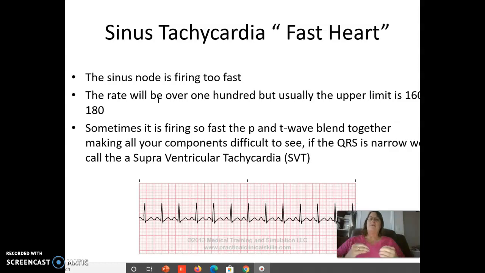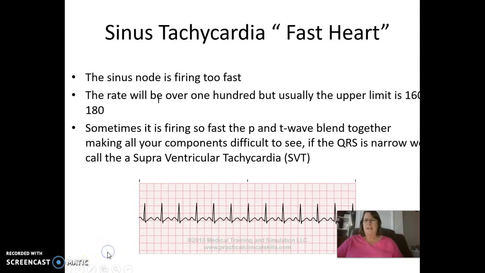Sometimes when things are firing so fast, the P from the new beat starts blending with the T wave from the beat before it. So you have a P and T blending together, making your components really difficult to see. If the QRS is narrow and you're not really sure if you have a P there or not, we call it a supraventricular tachycardia, which we'll be spending a lot more time on next week.